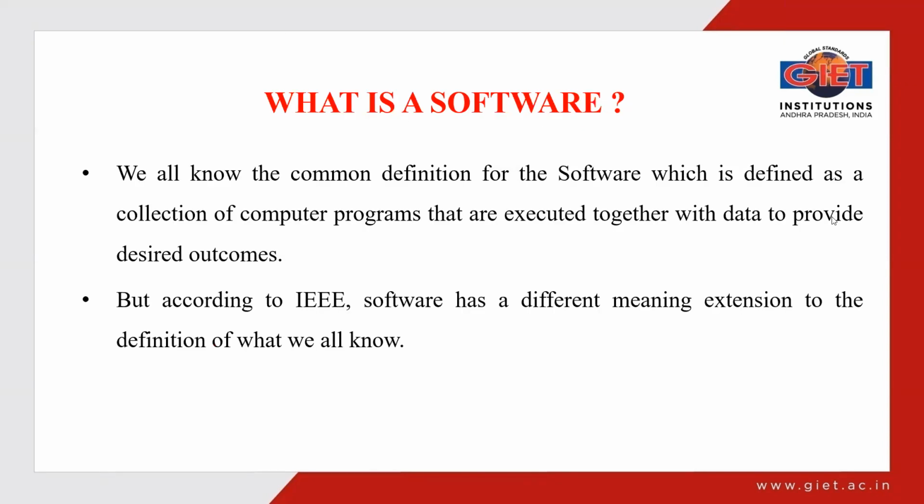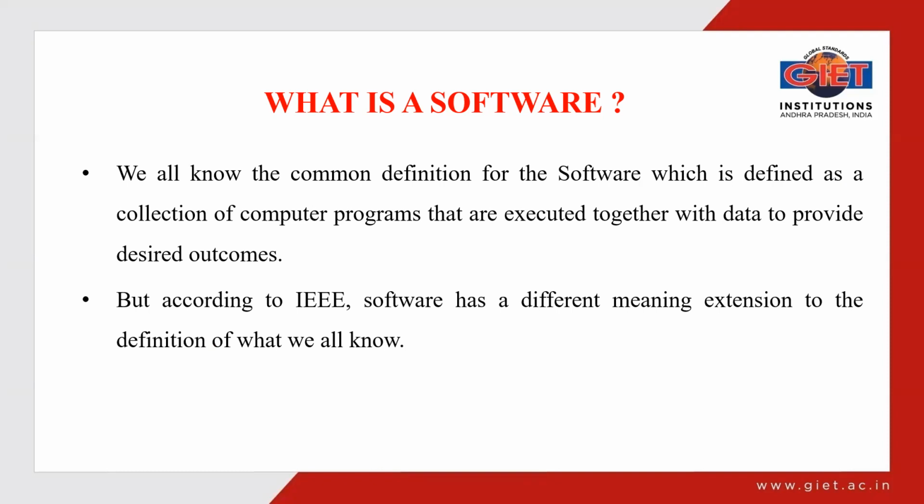So what is software? We all know there is a common definition for software, which is defined as a collection of computer programs that are executed together with the data to provide desired outcomes. But this is a common definition we all know. There is another definition you need to know. According to IEEE, software has a different meaning, an extension to the definition we all know.